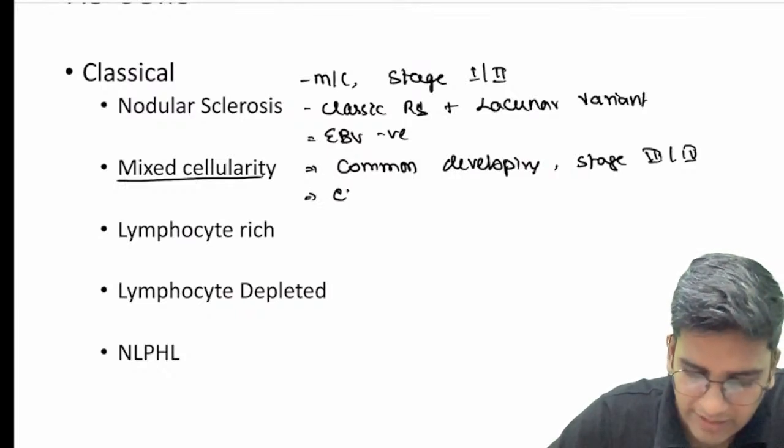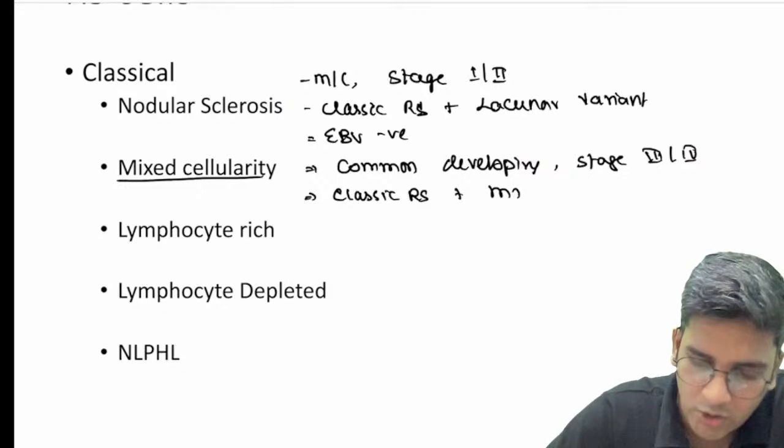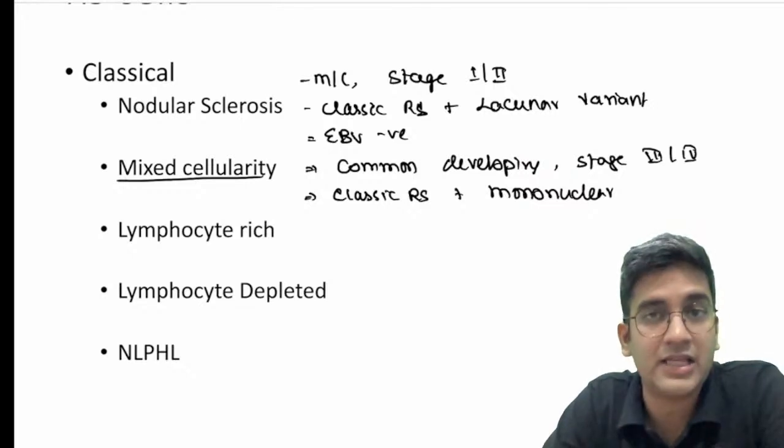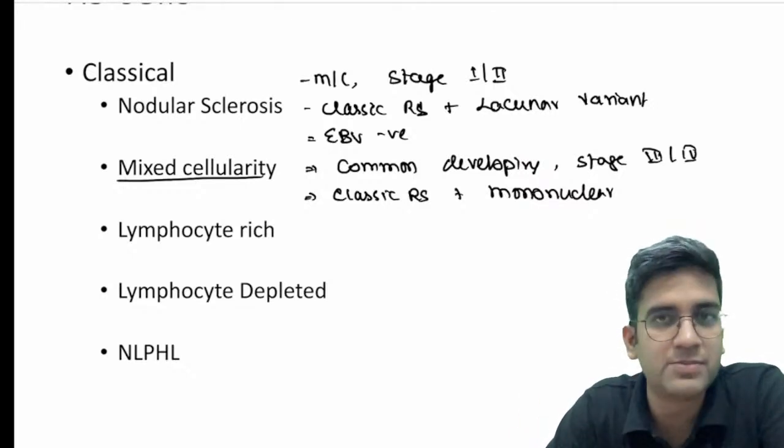Mixed cellularity will have again classical RSL, which is a classical binucleate, plus I have mononucleate RSL, right? Mononuclear cells are classically seen in case of mixed cellularity. In the background, I'll have T lymphocytes, eosinophils, macrophages, plasma cells, everything.